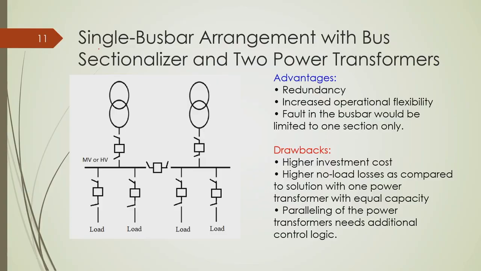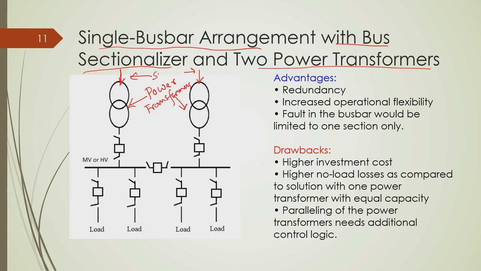Now, in order to alleviate this, we have the single busbar arrangement with bus sectionalizer. There are two power transformers, one here and another here, and their functionalities are the same. They basically step down. Here we have the sub-transmission lines, and then the power transformers step down the voltage to the distribution level voltage.